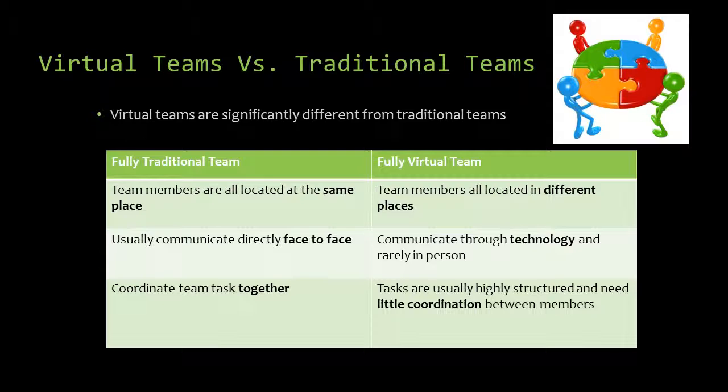Virtual teams are significantly different from traditional teams. The main differences are visible on the chart: a fully traditional team compared to a fully virtual team. In a fully traditional team, team members are located all at the same place, and they communicate directly face to face, and they usually coordinate team tasks together. However, in a fully virtual team, team members are usually all located in different places, communicate through technology and rarely in person, and tasks are usually highly structured and need little coordination between members.